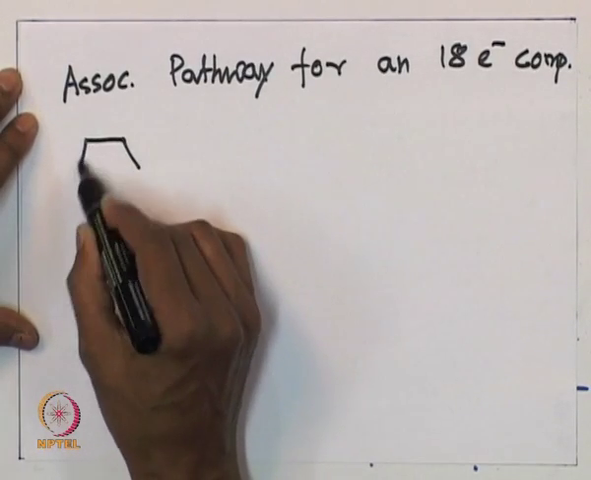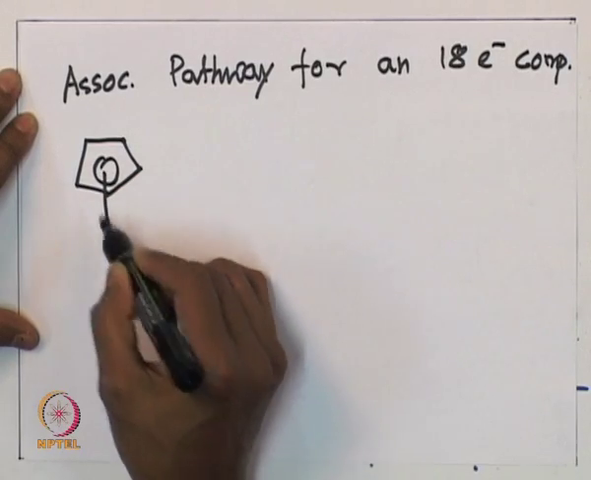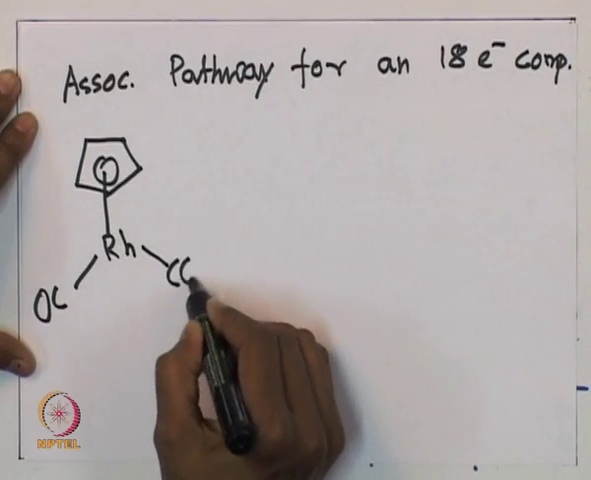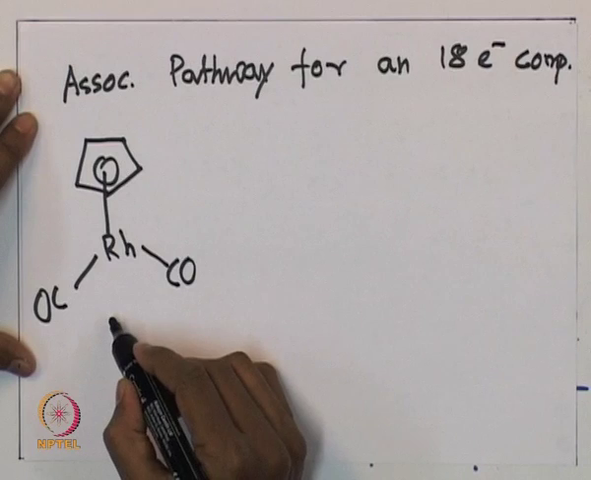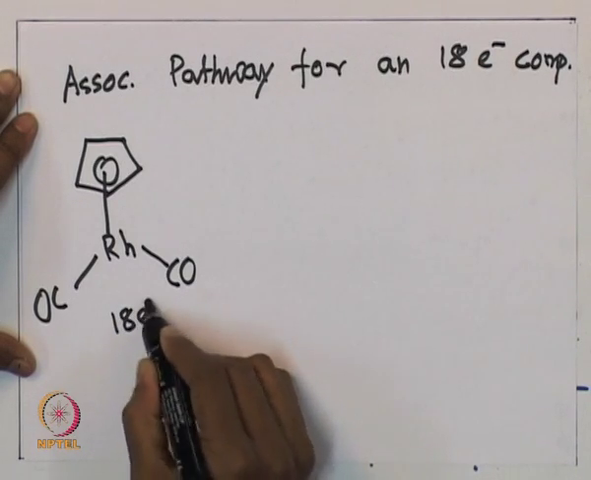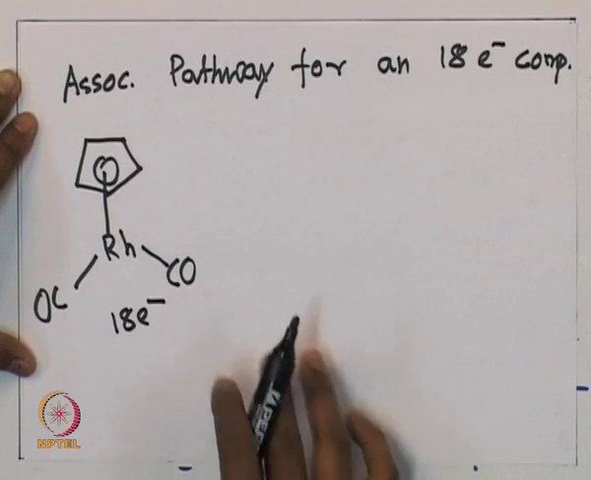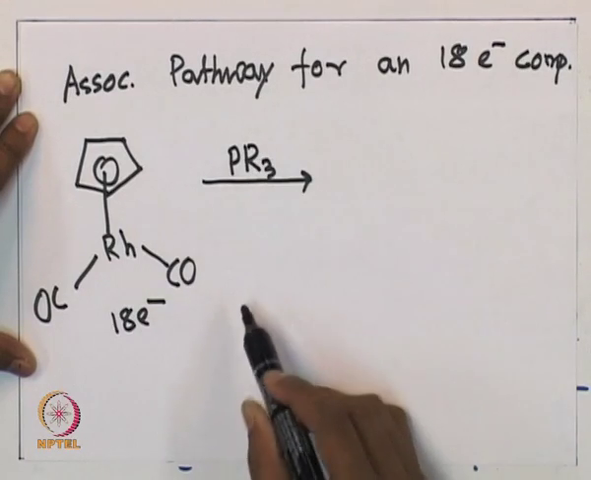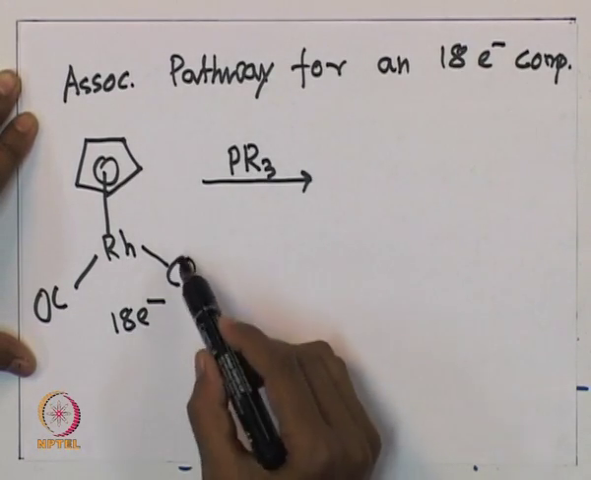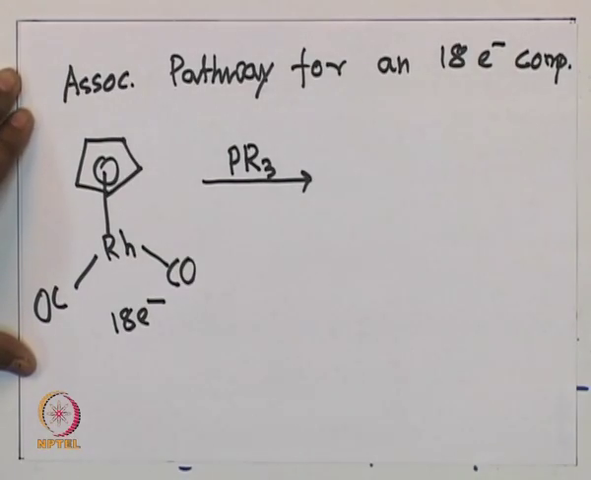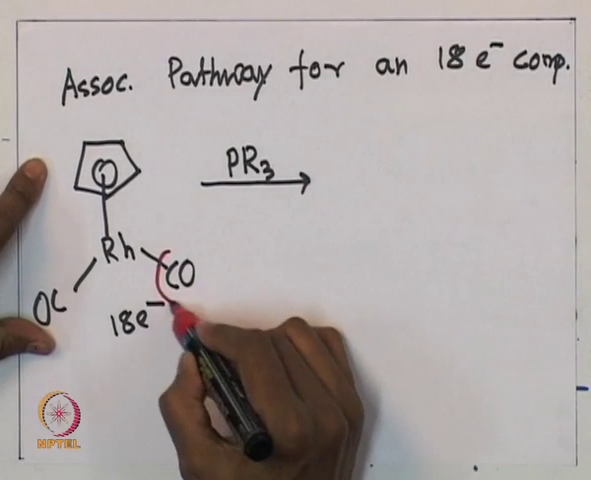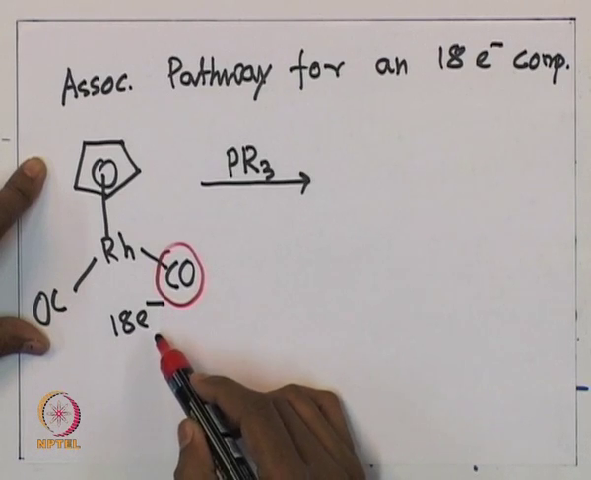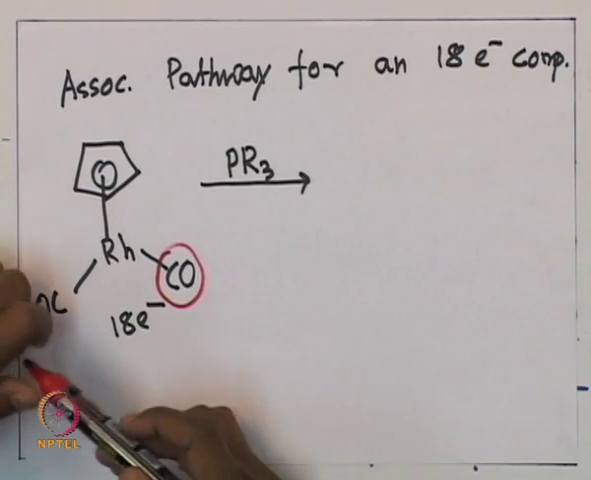What could be the example? Let us take this rhodium complex. Okay. It is a cyclopentadienyl dicarbonyl complex of rhodium. If you do the electron count, once again it is an 18 electron complex. Now, if you try to react this with a ligand, what you would expect is that one of the CO should come off to give you a 16 electron complex from 18 electron. But in this case it does not happen in that way.